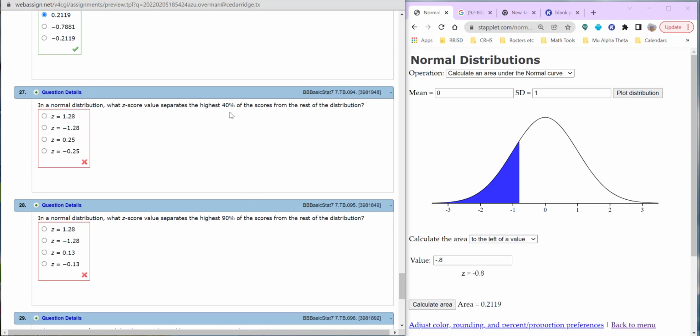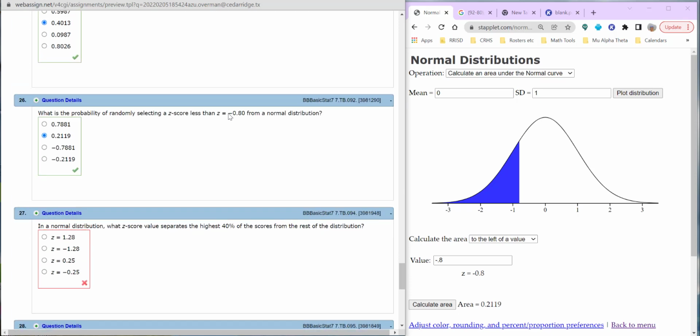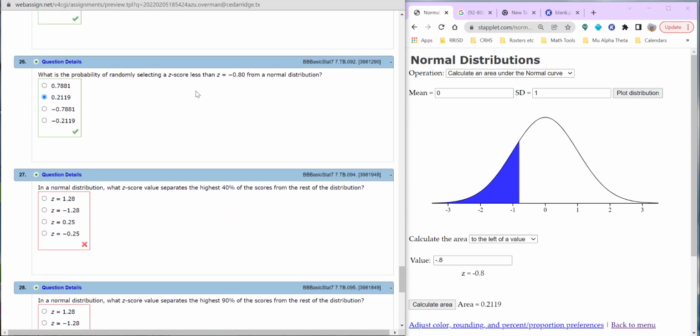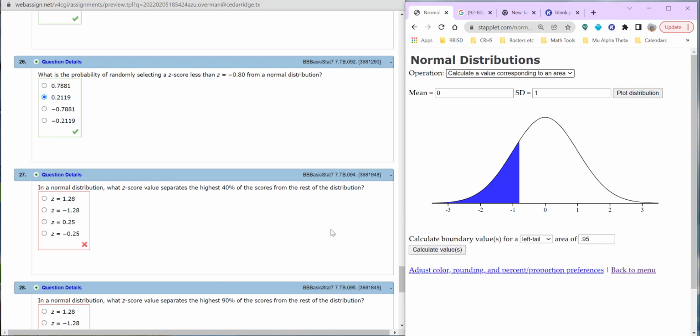What z-score value separates the highest 40%? Oh, it's a good thing I took a break right there, because now the questions changed. Here they were giving me a z, right? Now they're giving me a percent or an area, and they want me to find a z. So they want me to find a value. So there's the value. And we want the highest 40%. That means I want 40% of the area to the right.